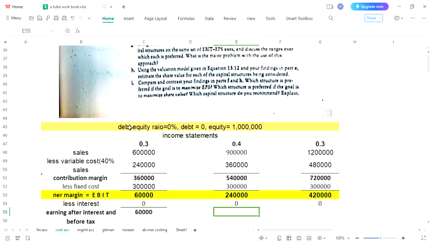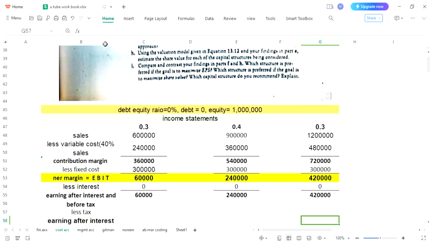In the similar way, to calculate earning after interest for second option, you will be performing the same function. We need to subtract interest from EBIT. 240,000 EBIT, subtract amount of interest. We have got second earning after interest, and then we have our earning after interest for third option. For this we need to subtract amount of interest from EBIT. 4,20,000 EBIT, subtract interest. We have got our earning after interest. So guys, our different parts are going to be solved.